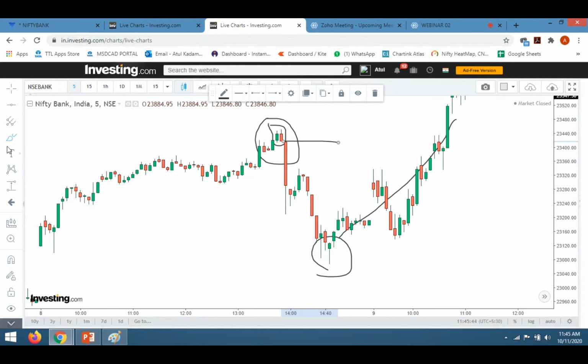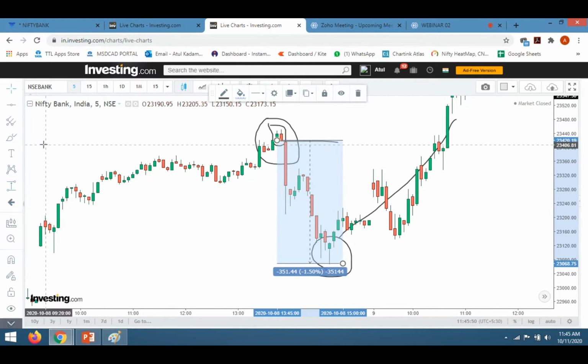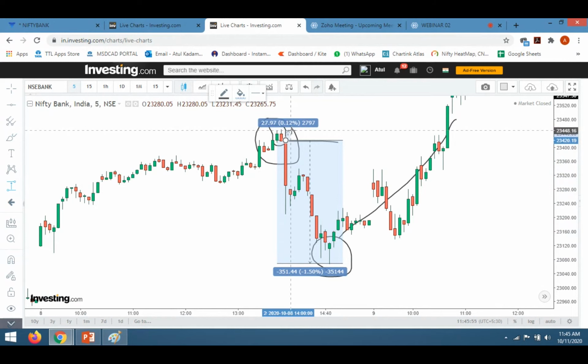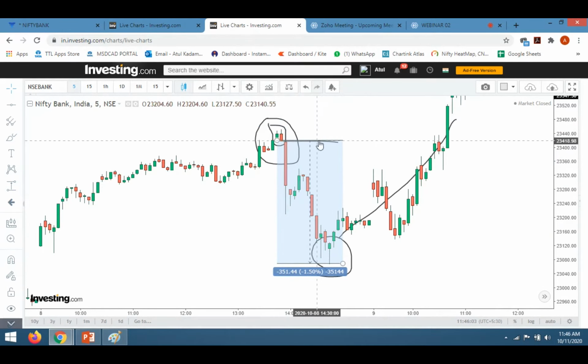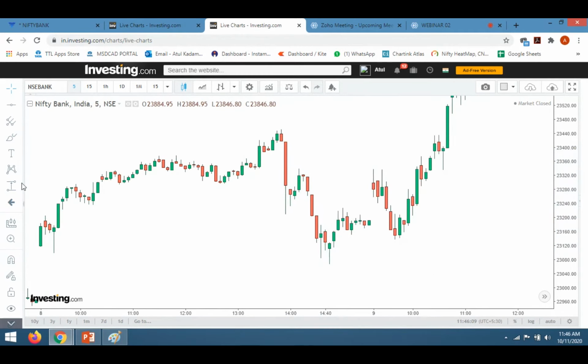If you see, only on that pattern you get almost a 350 point rally. What is your risk? Above that candle. So from here to here in Bank Nifty, you only have 27 to 28 point risk. Against a 28 point risk you get a 350 point reward. So what is your risk reward ratio for that? I just calculate from here.